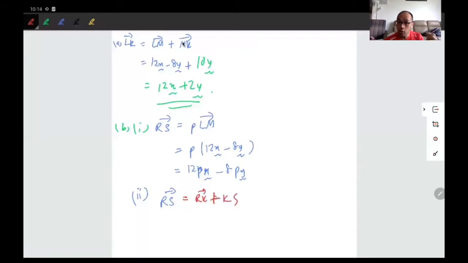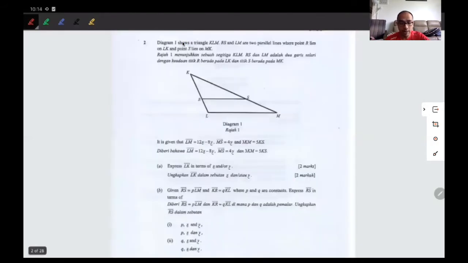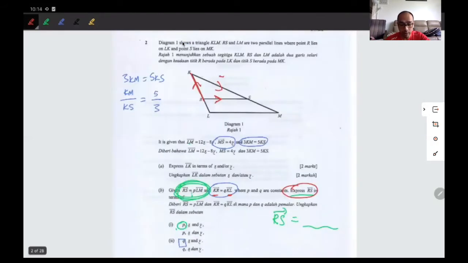Now the good news is we know what is KS. From our information just now, we know that KS is negative 6y because originally MS is this way, right? This is 4y. So we know our KS is negative 6y, so no problem. Our problem now is this RK. Now if KR equals to QKL, if I reverse it, so I want RK, so RK equals to QLK, right? QLK. And have we found LK?